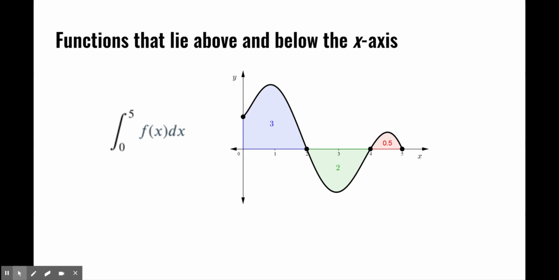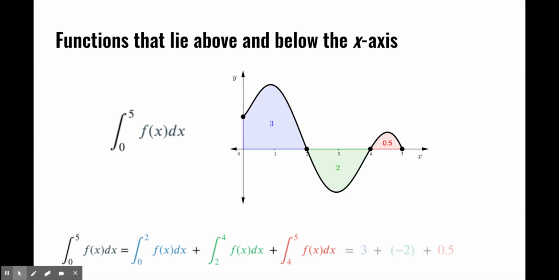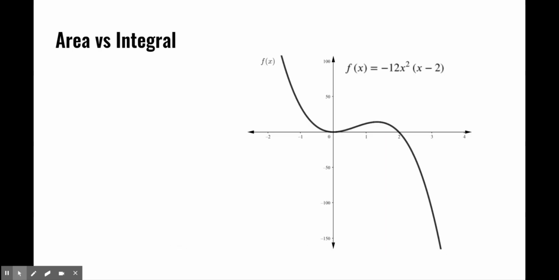How did you deal with the portion of the function below the x-axis? If you understood that the integral from 2 to 4 would be negative 2, you are correct. Putting this all together, we find that the integral on the entire interval from 0 to 5 is 1.5. The total area of the three regions is 5.5, but the integral value is 1.5. In some sense, the integral gives the net area instead of the area. Let's do one more example to help us understand the difference between area and the definite integral.